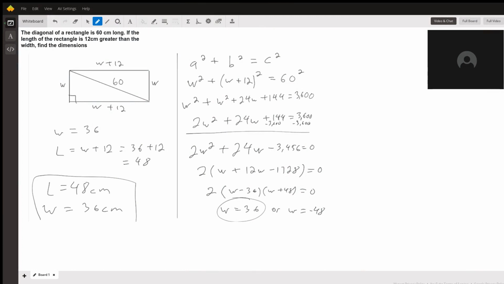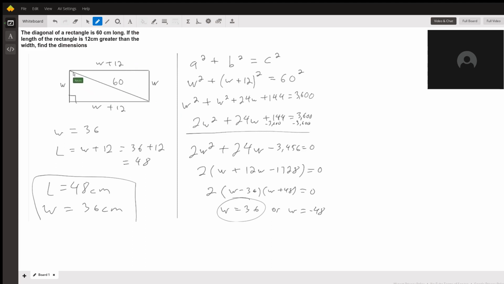So the diagonal of a rectangle is 60 centimeters long. If the length of the rectangle is 12 centimeters greater than the width, find the dimensions. All right, so I submitted a solution here. It's a little bit neater than if I had tried to write with my mouse. So I'll just explain my way through it.